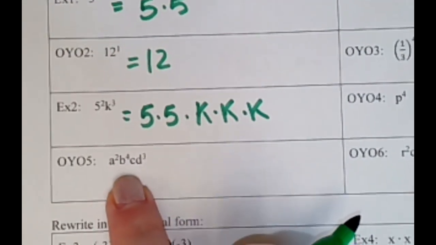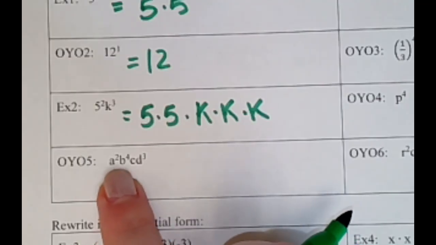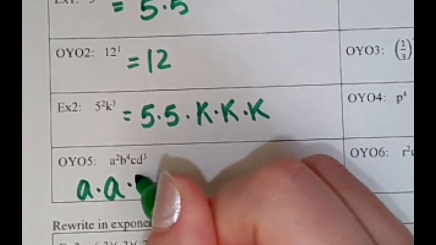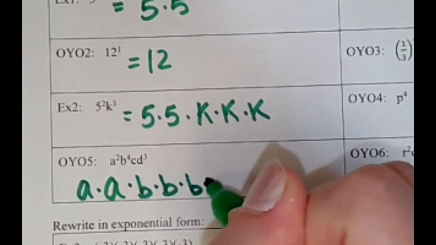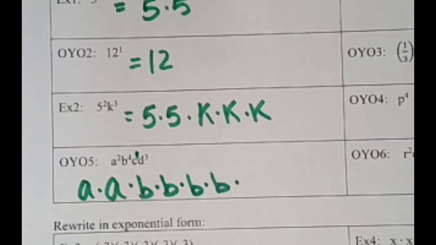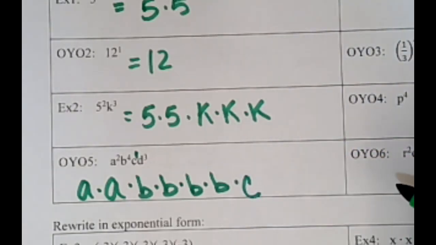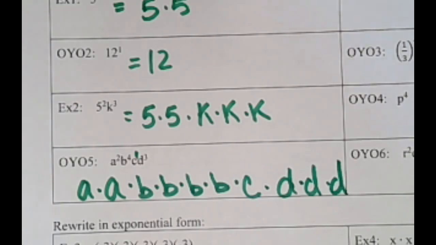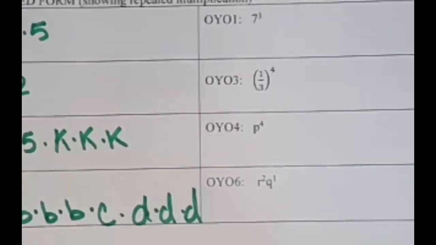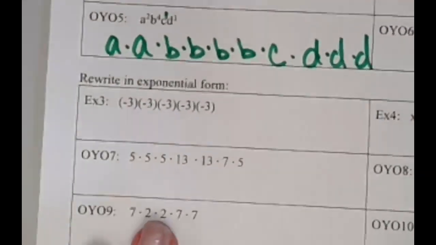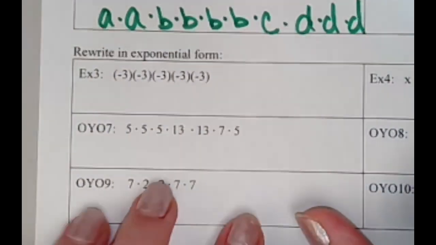I'll do this one on your own with you as well. So we have a squared, that's a times itself, a total of 2 times, b to the 4th power, so b times itself 4 times, c to the 1st power, that's understood to be to the 1st power, so c is just listed once, and then d cubed, so d times itself 3 times. You are responsible for the one on your own, so I'm going to go ahead and move on to the next example.